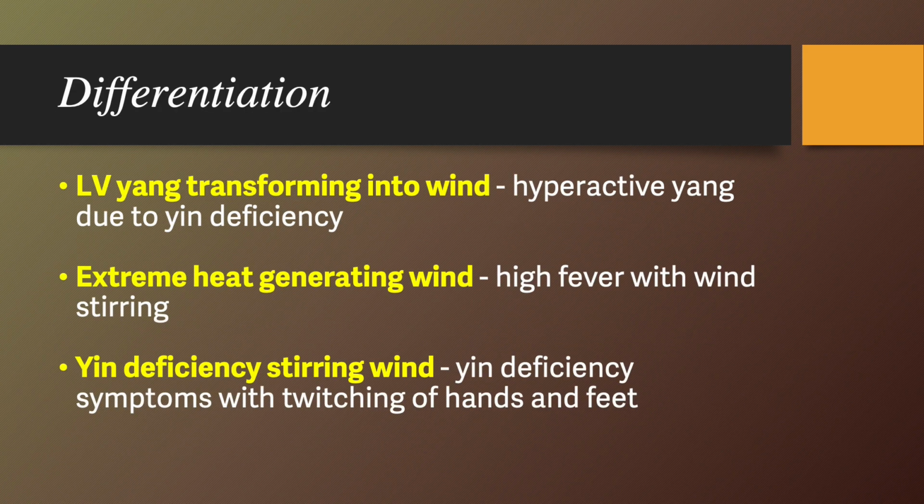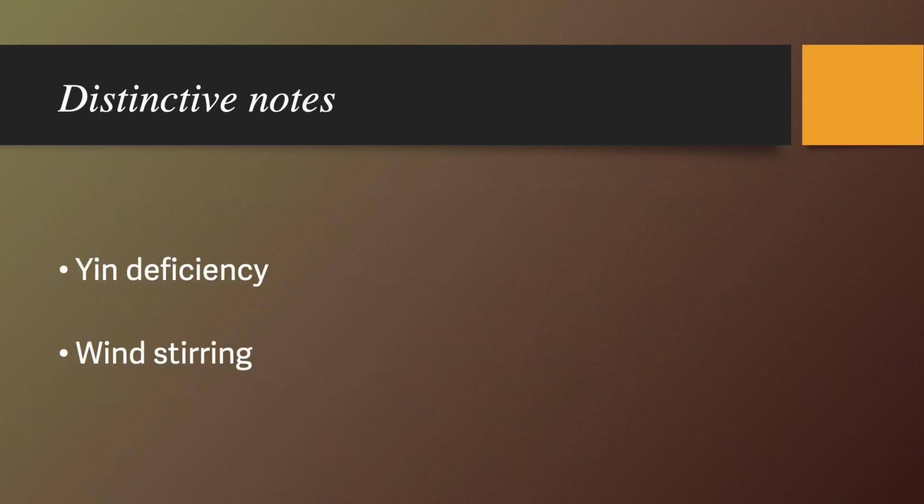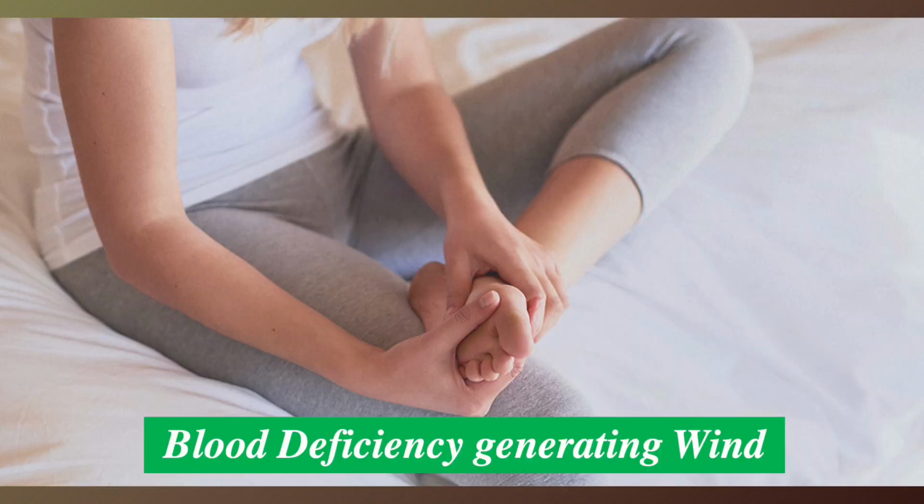This pattern should be distinguished from liver yang transforming into wind and extreme heat generating wind. All three patterns have wind stirring symptoms. However, liver yang transforming into wind is marked by hyperactive yang due to yin deficiency. Extreme heat generating wind is marked by high fever with wind stirring, and yin deficiency stirring wind is marked by yin deficiency symptoms with twitching of the hands and feet. This pattern involves yin deficiency and wind stirring.